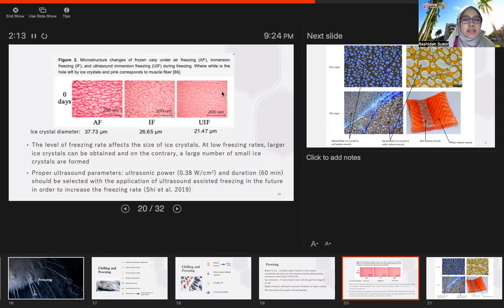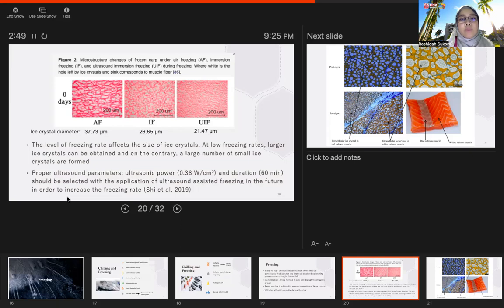Okay, and then if we use this, this is part of the technology. We can use this ultrasound immersion freezing. If we use this ultrasound immersion, the parameters suggested by Xie et al. 2019 are around an ultrasonic power of 0.38 watt per centimeter square and about 60 minutes, which is about 1 hour. On the application of this ultrasound assisted freezing, we can increase the freezing rate.